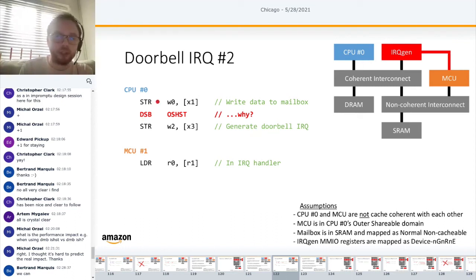is that the original store to the mailbox has completed. So by the time I get past this DSB, I know that data is down in SRAM. Okay. And by the way, I've mapped the buffer as non-cacheable, so I don't have to worry about any cache coherency stuff here, right? I don't have to clean it out to SRAM. I know that by the time I've done that DSB, it's sitting in SRAM, and then I can do my write to the IRQ generator, and I know that then the MCU will be able to read that data from the SRAM.